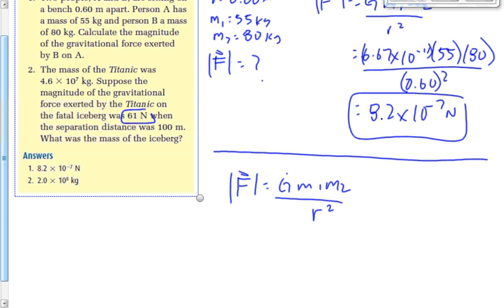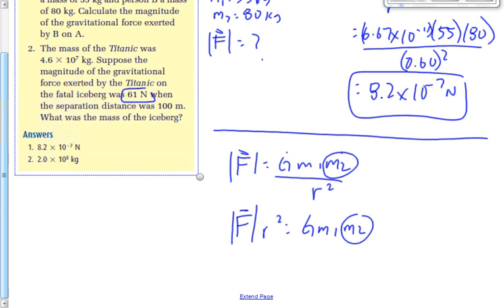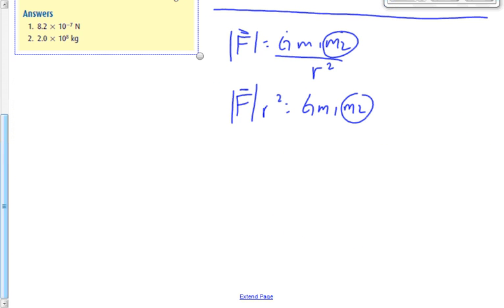All right, let's say F is equal to G M1 M2 over R squared. Now, we're looking for either M1 or M2. Let's say here M2. Let's take the R up by multiplying. Becomes F times R squared. Now we want to find M2, so let's take G and M1 over to the other side by, what are we going to do with this? Dividing, right? Becomes F times R squared over G times M1.